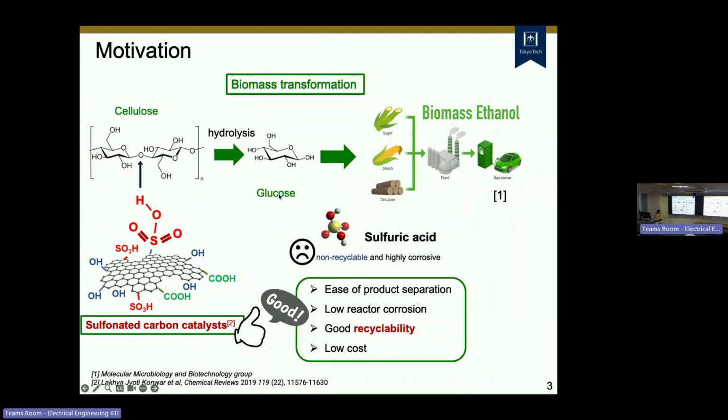Compared to the conventional catalyst, which is sulfuric acid, which is non-recyclable and highly corrosive, the sulfonated carbon catalyst has its advantages such as ease of product separation, low reactor corrosion, and good recyclability. So the sulfonated carbon catalyst is widely used in industry for biomass transformation.